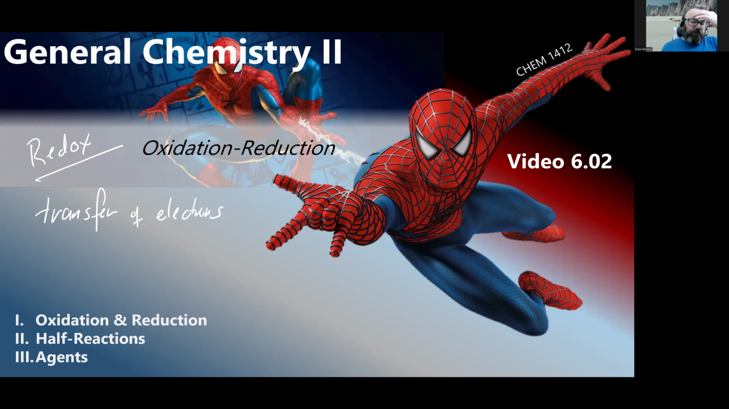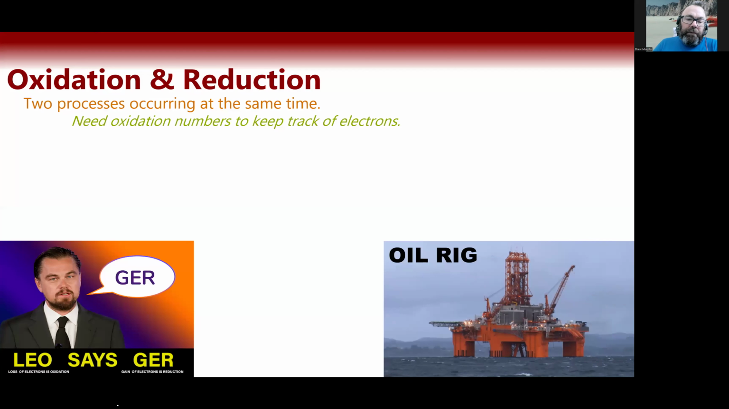So what we're going to get at in this video is talking about the processes themselves a little bit. We're going to talk about half reactions and what that means and how to deal with that. And we're going to talk about what the agents are that are doing all the work. Okay, so let's just dive right in and see what we're talking about. For oxidation reduction, there are two processes that are happening at the same time. One of them is oxidation, and one of them is reduction. So let's think about oxidation first.